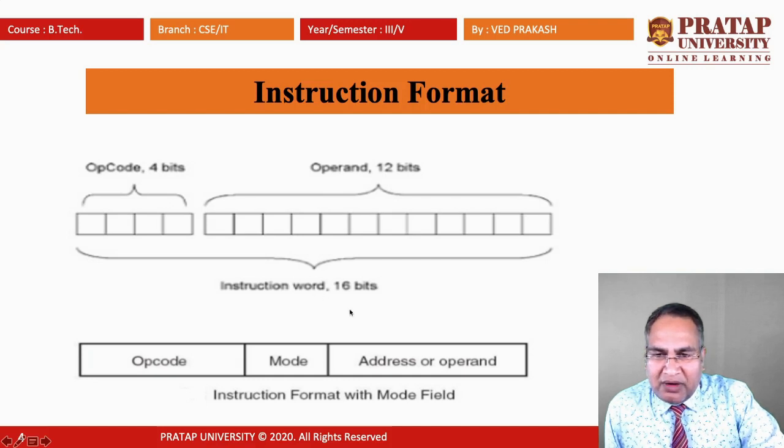There is another way of representing an instruction format. First one is opcode, second one is mode, and third is the address or operand field. This opcode is used to denote the operation, and this mode indicates in which mode we have to operate. It means, for example, direct addressing mode or indirect addressing mode.